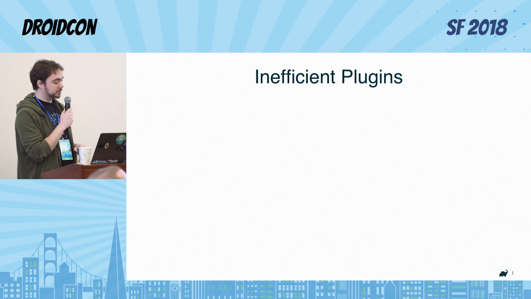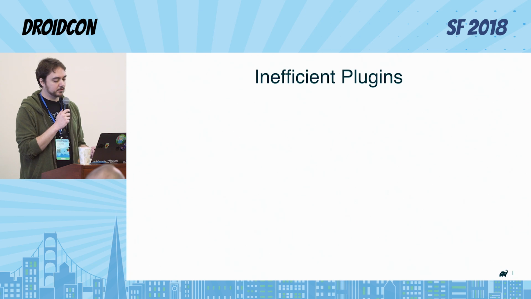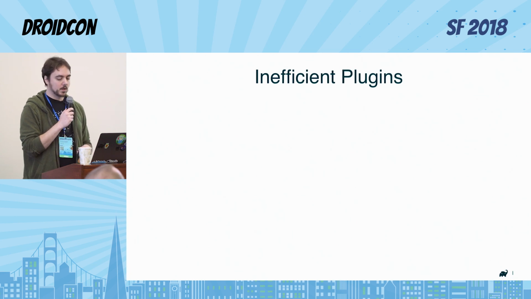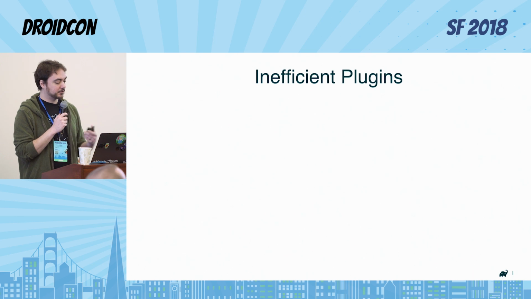Another problem is inefficient plugins. Plugins that do expensive operations, expensive computations during configuration. You don't want to do network requests during configuration. I remember this one time, I don't recall which project it was, but I saw a plugin that asked, am I in China or not? The code was, let's ping Twitter, and if we get a response, then we're not in China.